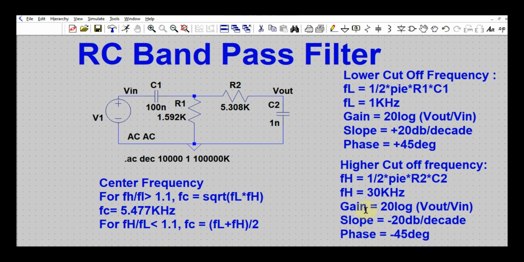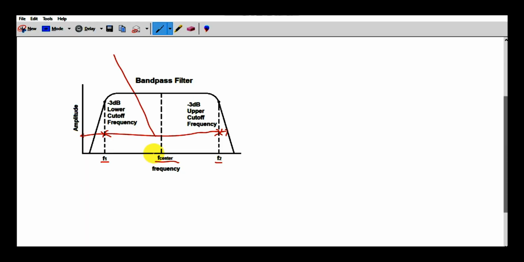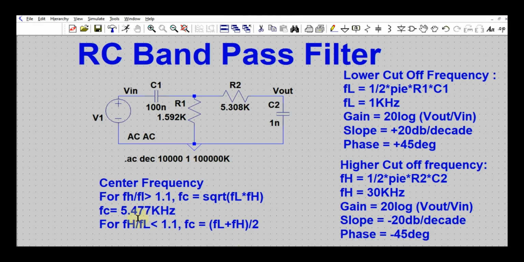So if you want to calculate, I will show you the lower cutoff frequency, the higher cutoff frequency in the waveform. Like this is the lower cutoff frequency FL, and this is the higher cutoff frequency FH. And if you want to calculate the center frequency, this is FC. So the center frequency is given by, if the ratio of higher cutoff frequency divided by lower cutoff frequency is greater than 1.1, your center frequency is given by Fc equals to square root of Fl into Fh.